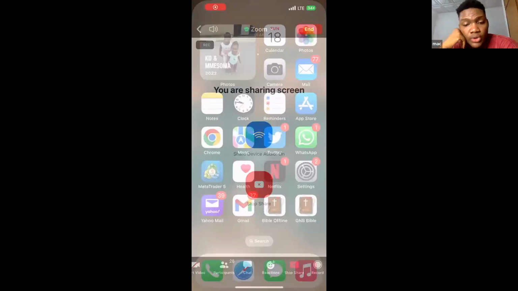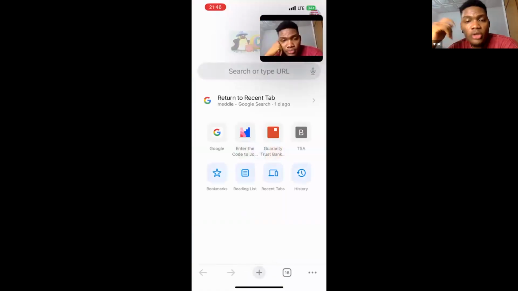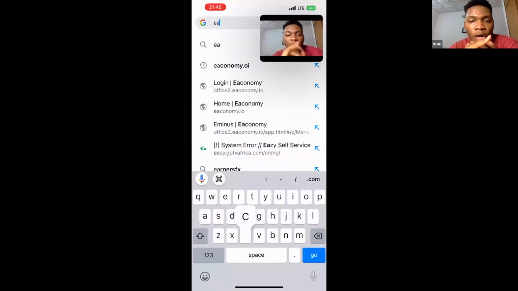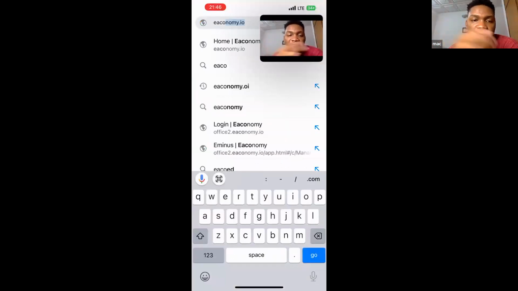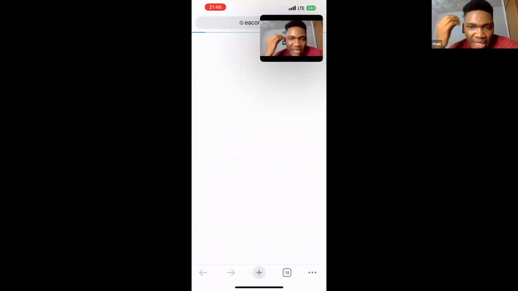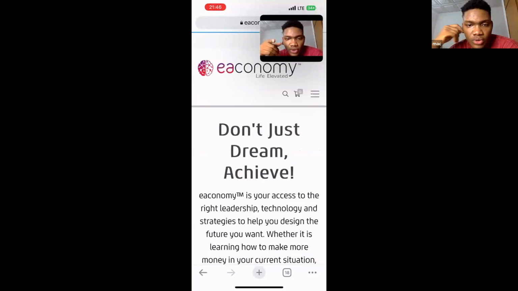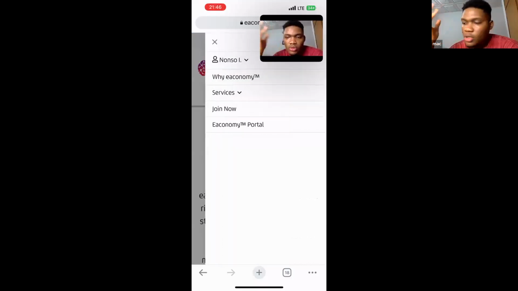Good. So go to Chrome. If you are on your laptop and you're connected, exit from your laptop. Thank you. So let's wait for that to load. I don't know why this is doing this. Economy portal.